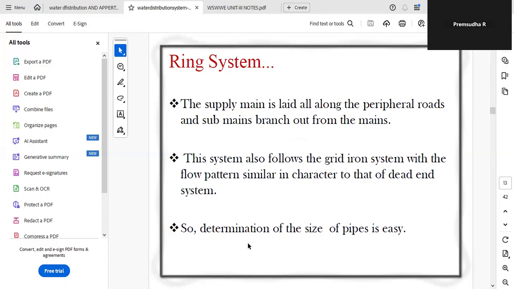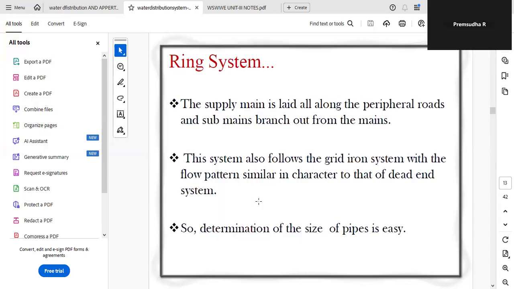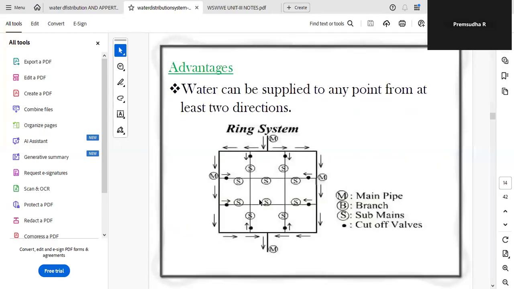Next, coming to the ring system, the supply main is laid along the peripheral roads and submains branch out from the main. This system also follows the gridiron system with a full pattern. Here you can see the outer main and the inner submains, the pipeline and branch line also. Determination of size of pipe is easy here. Water can be supplied to any point from at least two directions. These are the main pipe, branch pipe, submain, and cutoff points.